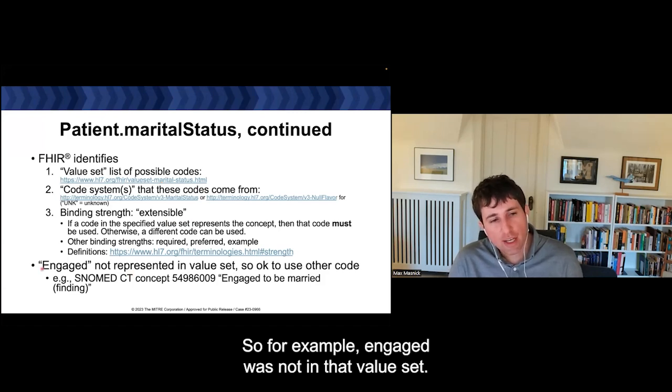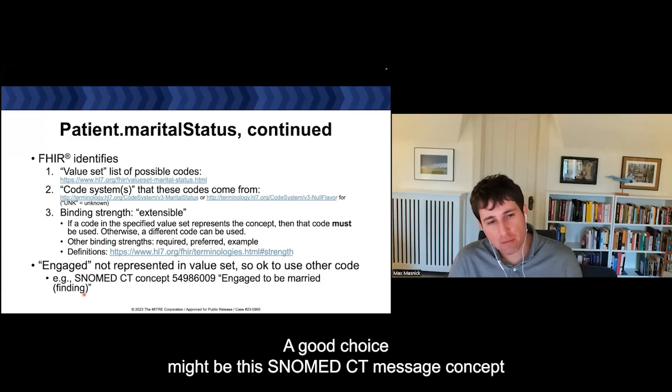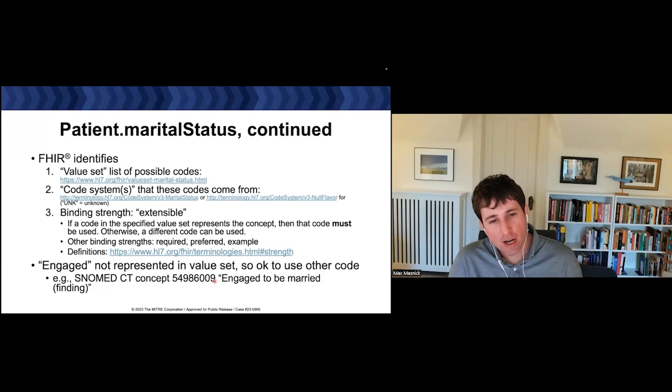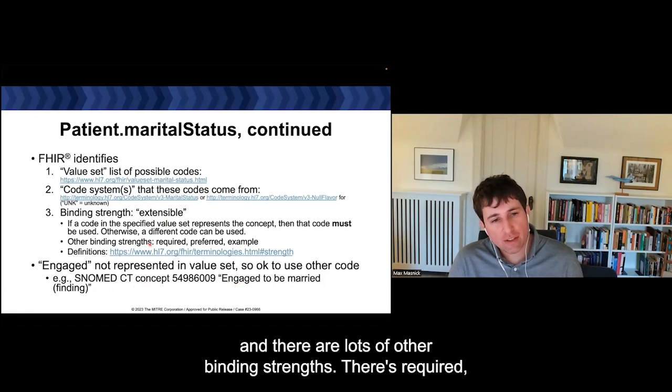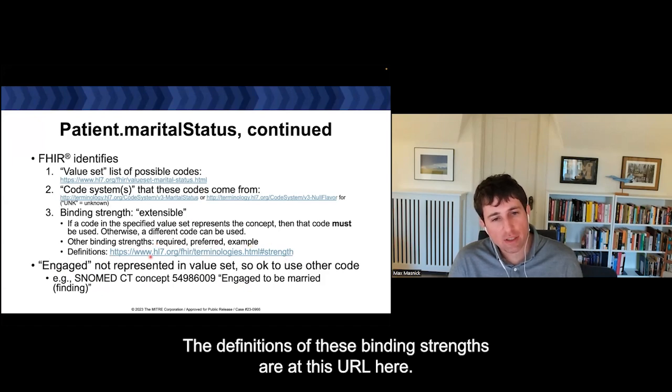So for example, engaged was not in that value set. So if you need to represent engaged, you can choose whatever code you want. A good choice might be the SNOMED CT concept for engaged to be married. And there are lots of other binding strengths. There's required, there's preferred, there's example. The definitions of these binding strengths are at this URL here.